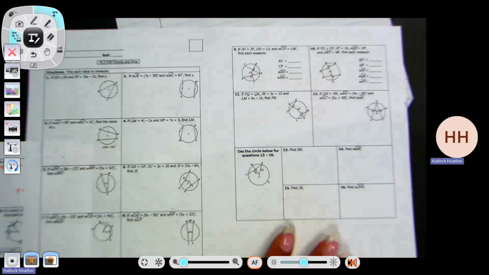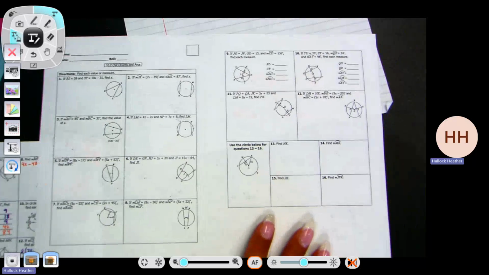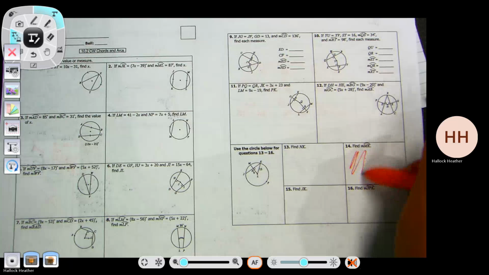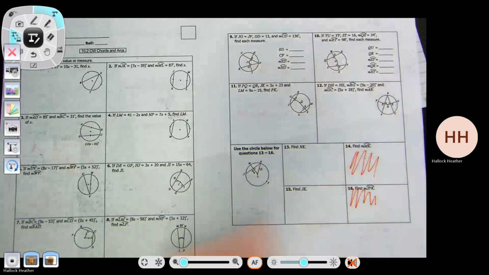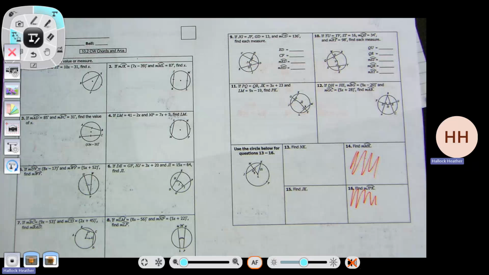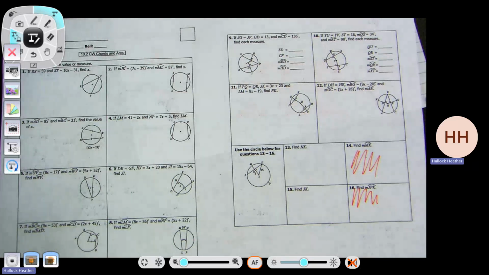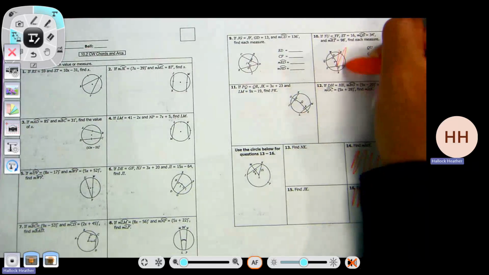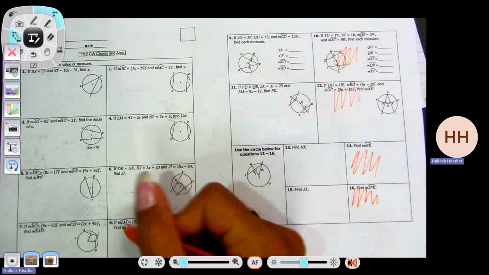On the back, you can cross off number 14, 16. Where's the other one I crossed off? 10 and 12 and 8.